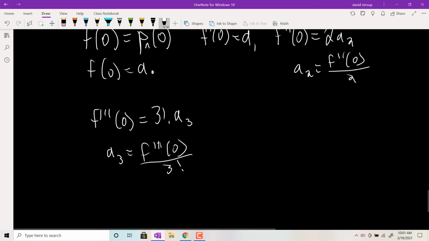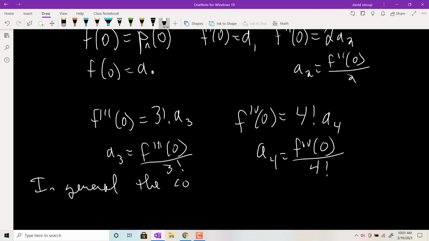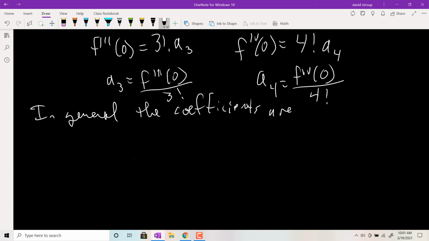And then hopefully you can see the pattern, right? So I figure f4 of 0 will equal 4 factorial a sub 4. And so a sub 4 will equal f4 of 0 all over 4 factorial, and so on. So in general, the coefficients are, drumroll please, a sub n equals the nth derivative of f evaluated at the center divided by n factorial. And that turns out to be true.